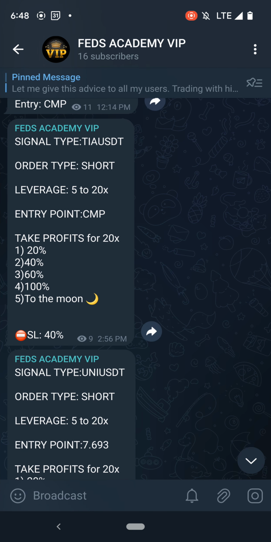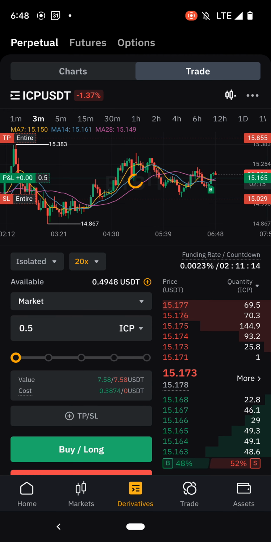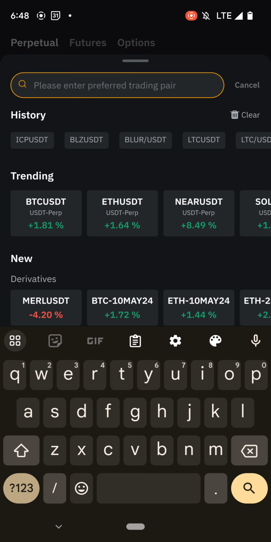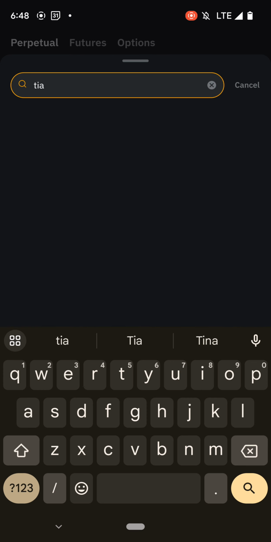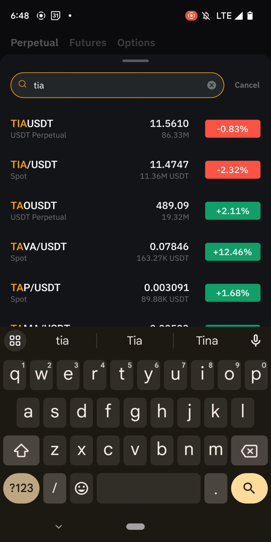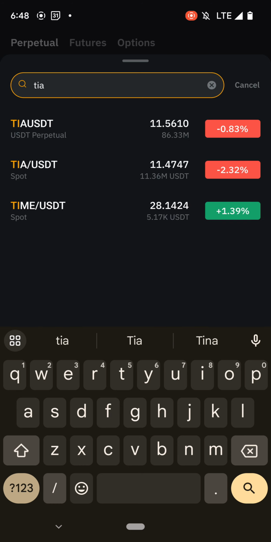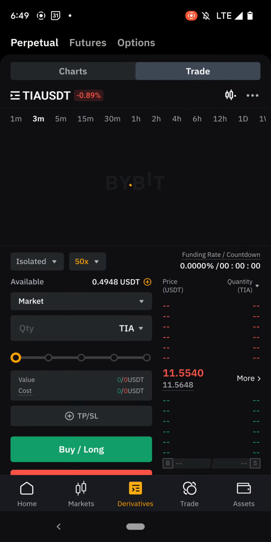They say short. So what do I need to do? Signal type, they say tier USDT. Guys, you do the same thing. You simply come up here where you have ICP, you change it to tier. Remember, I told you take tier perpetual, the one carrying perpetual. You can see tier spot, you can see tier perpetual. So we'll take the one with perpetual.